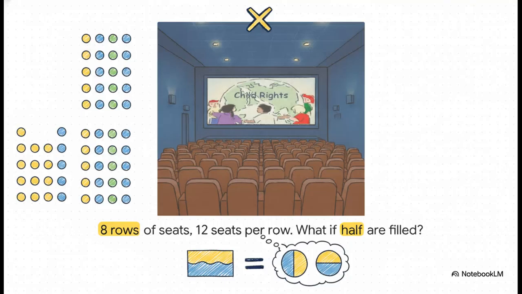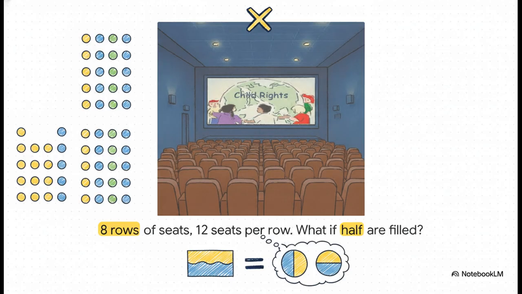Let's just step away from pure numbers for a quick second and actually apply our new toolkit to real life. Imagine you're in a movie theater auditorium. It's got 8 rows of seats, and each row has 12 seats. Now, if the theater were completely full, we'd multiply 8 by 12 to get 96 seats. But the problem here asks, if only half the seats are filled, how many people are actually watching the movie?